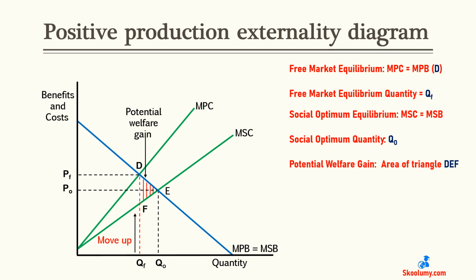To identify the area of the welfare gain, start from free market quantity, the actual quantity produced, move vertically up. The vertical line between MPC and MSC, line DF, forms a side of a triangle. The triangle formed represents the potential welfare gain. In this case it is triangle DEF.